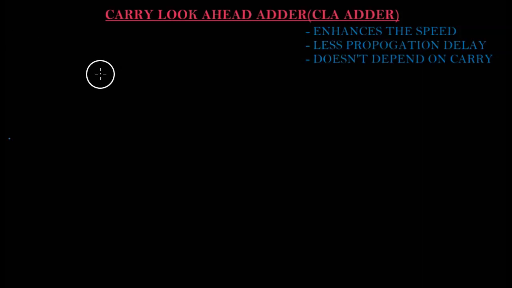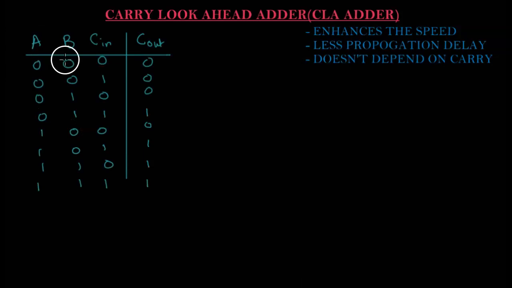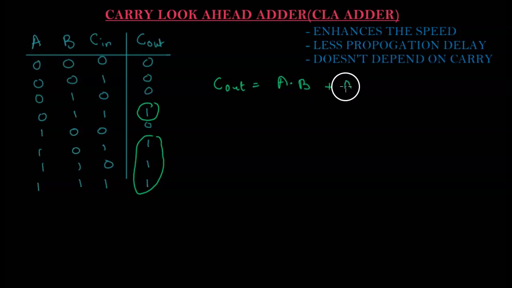Now, if we remember, let us first discuss the truth table of a full adder. So, we have our A bit, B bit, C in, and C out. We are not focused on the sum for now. We just focus on this carry out. So, where are the places where my carry out is 1? We have this combination and these three combinations. So, the equation of carry out is A dot B plus A XOR B with C in.